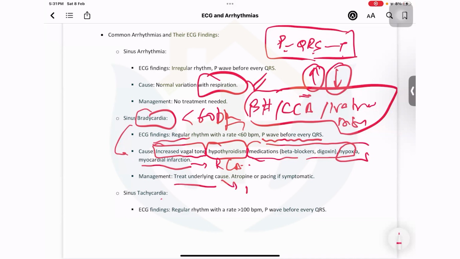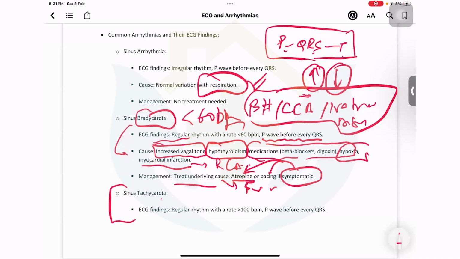If you want to treat, when do you treat? When the bradycardia is associated with either syncope or pre-syncope or with hypotension. Otherwise, you do not treat sinus bradycardia. All you need is, maybe you can just make the patient run, give them a sympathetic stimulus, and this is all you can do. And if the patient is symptomatic, you can try atropine or even temporary pacing.